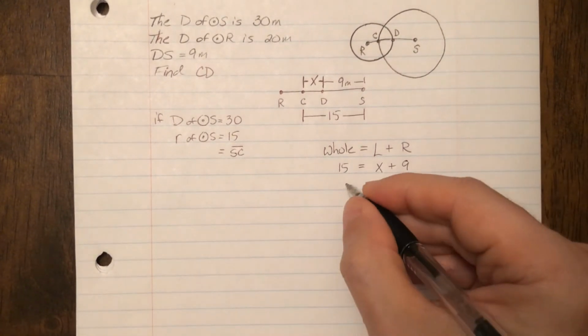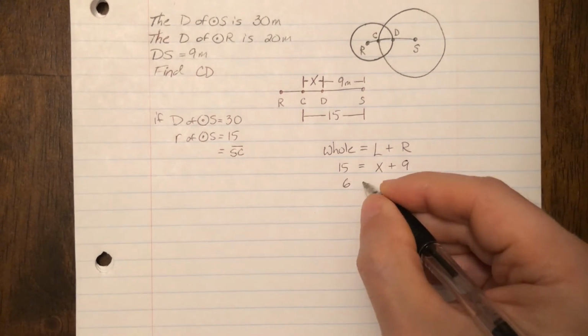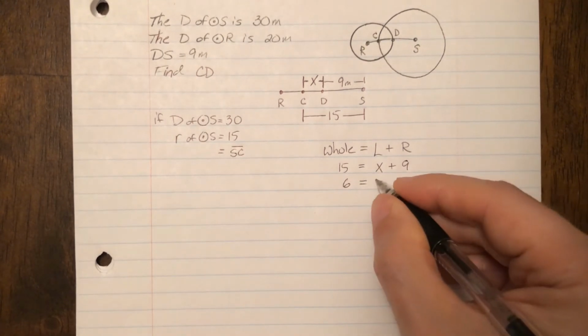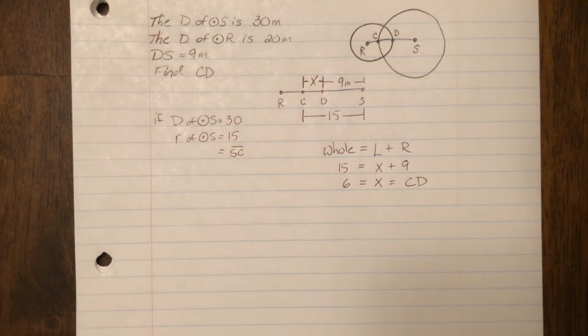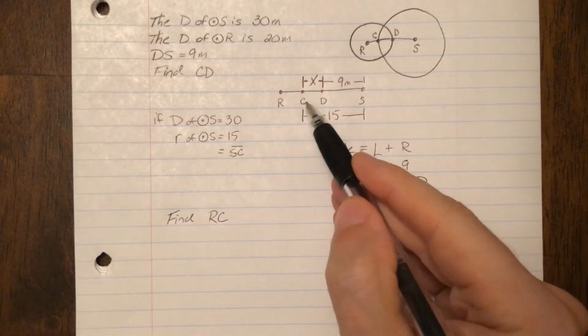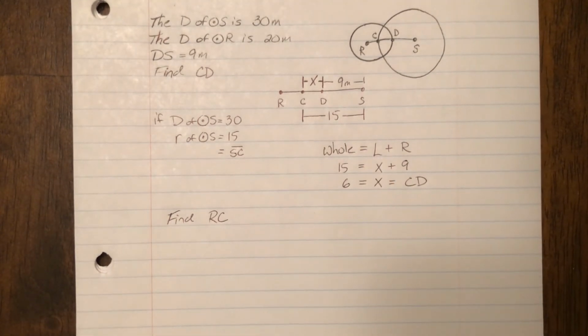Take away 9 from both sides. 15 minus 9 is 6. So 6 equals your X, which equals CD, what you were trying to find. And that's how you do that problem. Okay, let's take this a step further, because we never solved for RC. Let's figure out what RC is. If you want to try and do it on your own, pause the video, take a swing at it, and if not, you can just watch me do it for you.